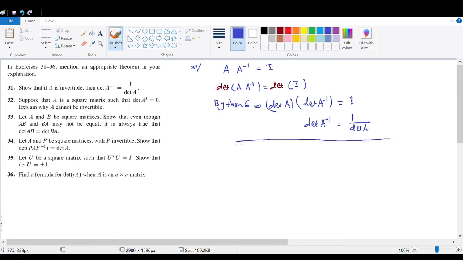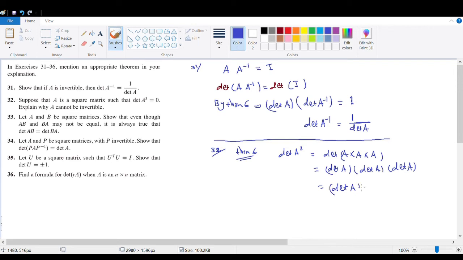Now for 32, suppose that A is a square matrix such that the determinant of A cube is equal to 0. Explain why A cannot be invertible. We know by theorem 6 that the determinant of A cube is equal to the determinant of A multiplied by A multiplied by A, which is equal to the determinant of A multiplied by the determinant of A multiplied by the determinant of A, which is the determinant of A all to the power 3. If the determinant of A cube is equal to 0, that means this should be equal to 0, so the determinant of A is also equal to 0. So because the determinant of A is equal to 0, A is not invertible.